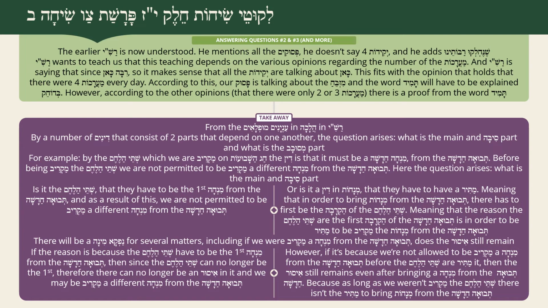Or is the main and siba part that menachas are not allowed to be brought from the Tvuah Chadasha until they have a mater, and the mater is the Shtei Alechem? So the main and siba part is that there's a need for a mater for the other menachas, and as a result of that, that's why the Shtei Alechem have to be from the Tvuah Chadasha.